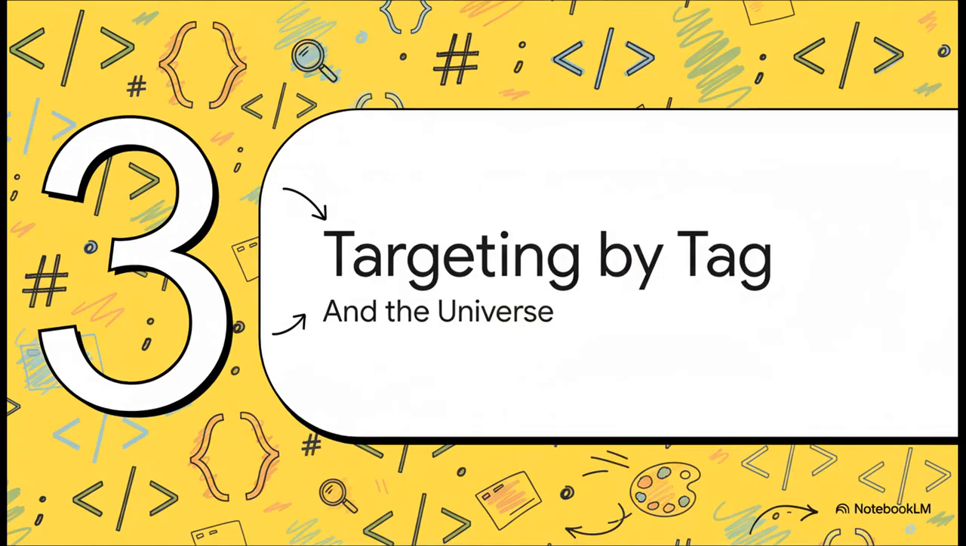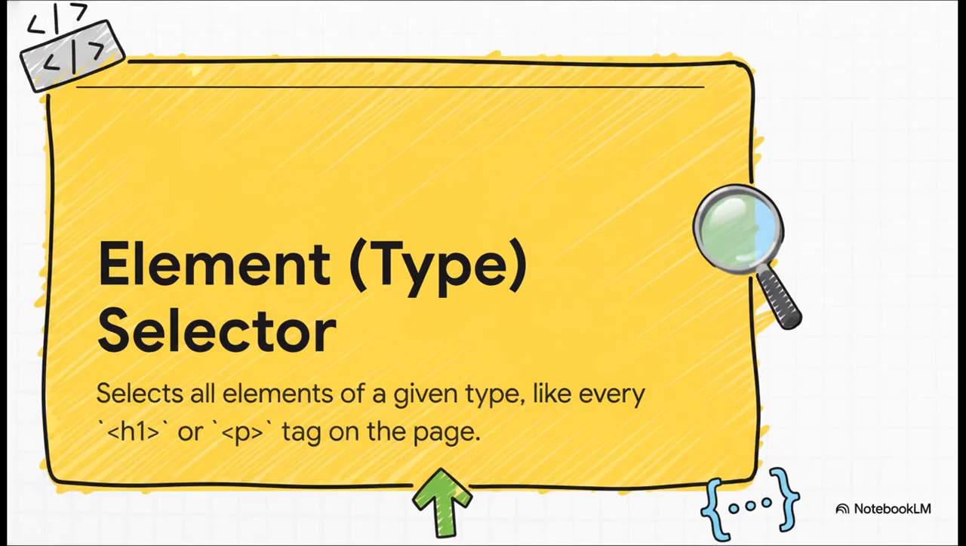All right, we've got the basic anatomy of a CSS rule down. Now let's start looking at the different kinds of selectors we can use, starting with the most basic ones, targeting by tag and, well, targeting everything. The first one is the element selector, and you've actually already seen this one. It's when you just use the HTML tag name, like P or H1. This is your broad brush. It selects every single element of that type on the page. You write a rule for H1, and boom, every H1 gets styled.